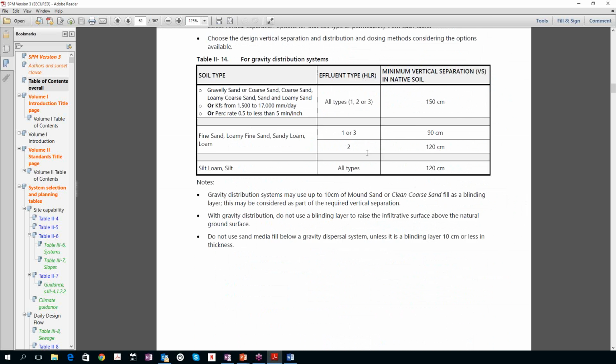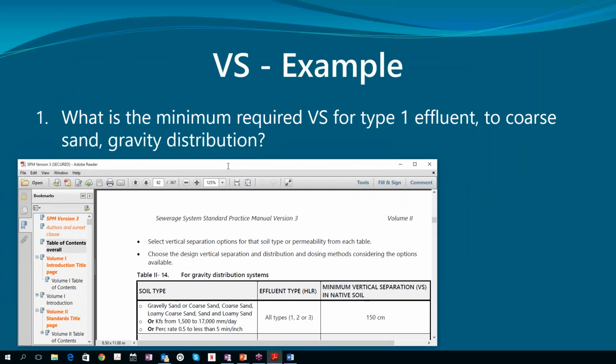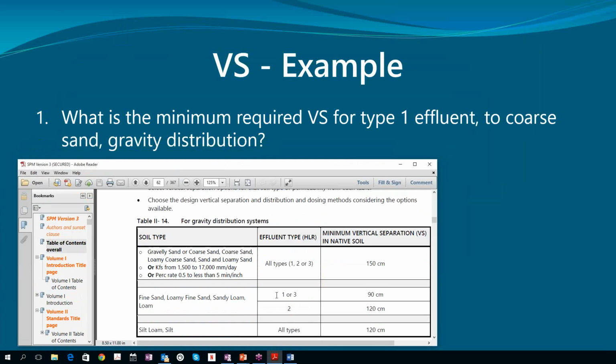Table for gravity, there. For type 1 effluent is there or there, and coarse sand is up in here. In other words, it's highly permeable soil. So it's not down here, right? It's not there. It's here because it's coarse sand. So the answer is 150 centimeters.